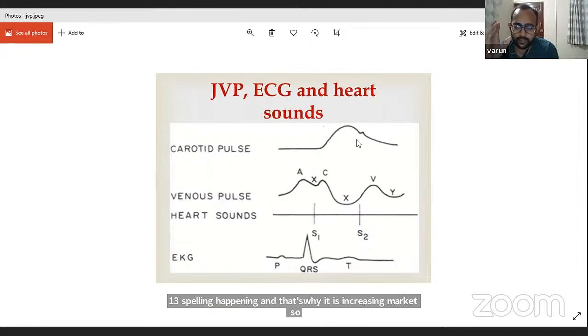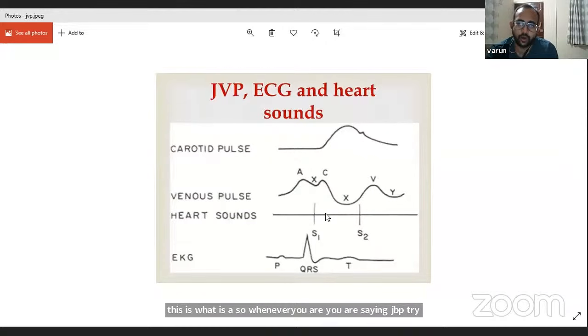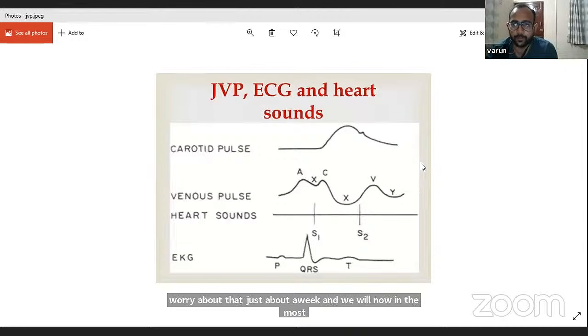Whenever you're seeing JVP, try to either auscultate and synchronize with the heart sounds, or you palpate for the opposite carotids and then you synchronize the JVP. Usually clinically you will not be able to see the C wave, so don't worry about that. Just worry about A wave and V wave. Now in JVP, which is the most prominent wave, whether it is A wave or C wave, that you should know.